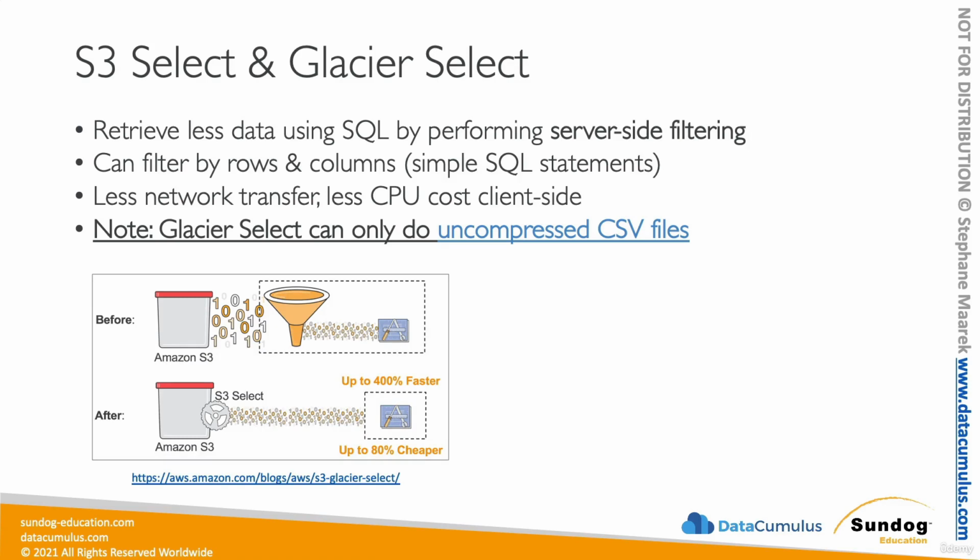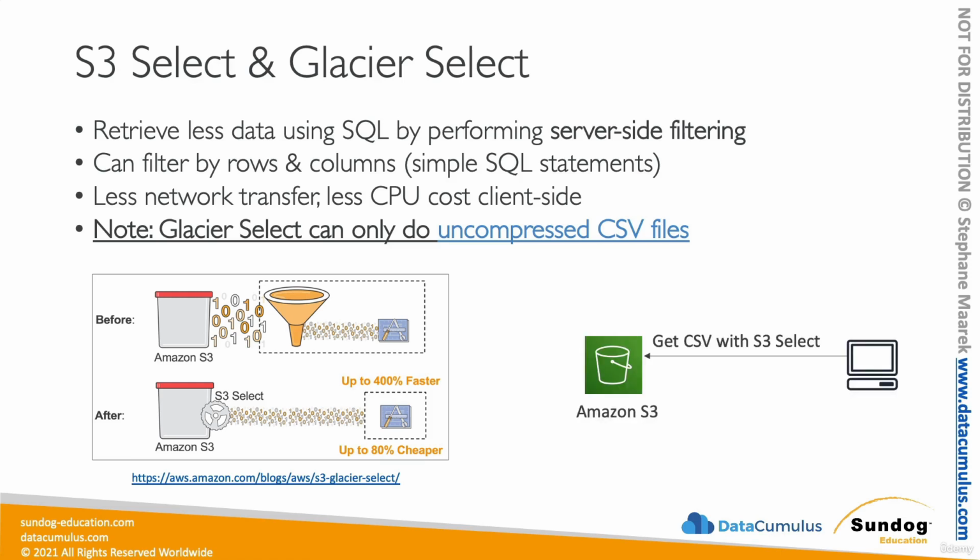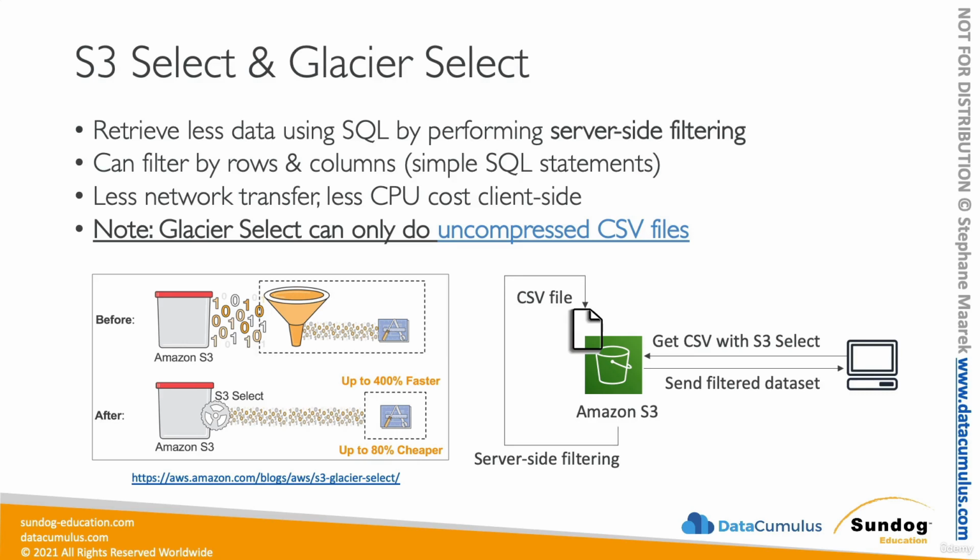So let's look at an example. Before, if you wanted to filter some data, you needed to retrieve the entire data set and do some filtering client side. But after using S3 Select, you can just filter on the Amazon S3 side. This gives you apparently 400% faster network time and up to 80% cheaper. So we just run an S3 Select API call to get a CSV. Amazon S3 will do some server-side filtering, and then we only get the filtered data sets out of it, okay? So remember this feature and remember the Glacier Select caveat that it can only do uncompressed CSV files.